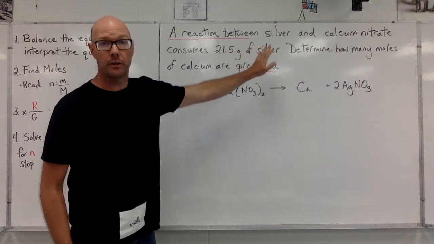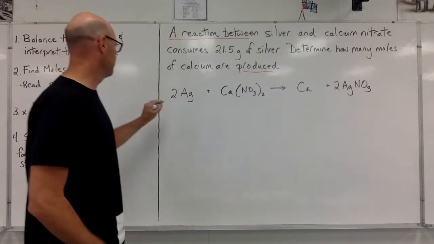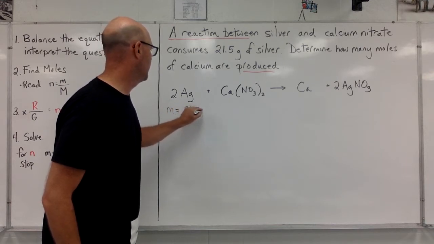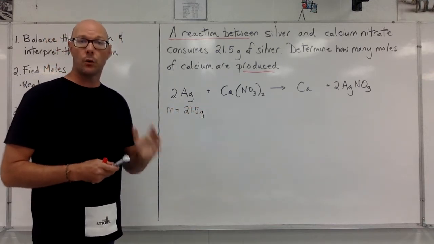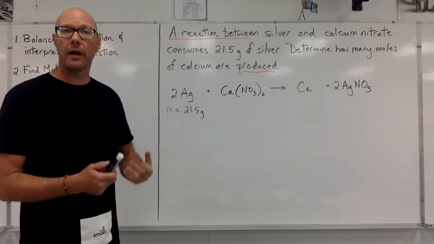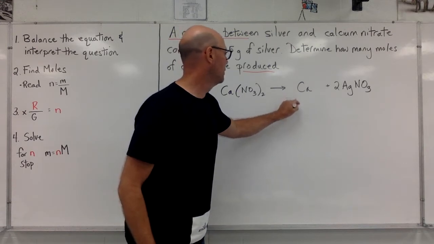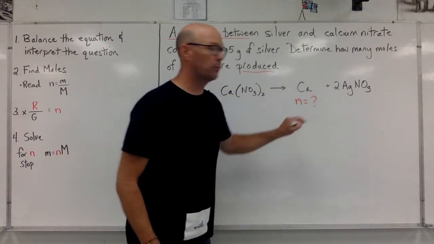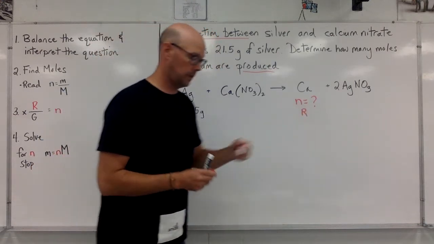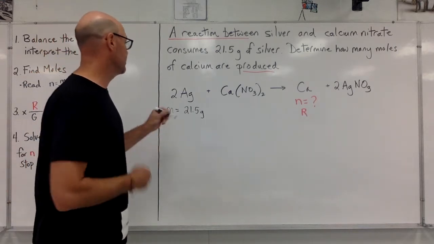21.5 grams of silver. Here's the silver, 21.5 grams is the mass. So right underneath, I'm writing the mass of silver was 21.5 grams. The question says, determine how many moles of calcium are produced. Here's the calcium. It's asking us for the moles, which I'm putting in red. Where that question mark is, the chemical you're solving for is R. The chemical with information provided, given to you by the question, is G.